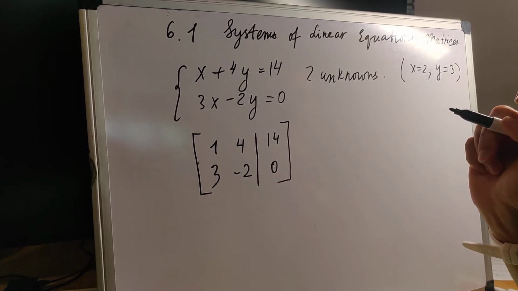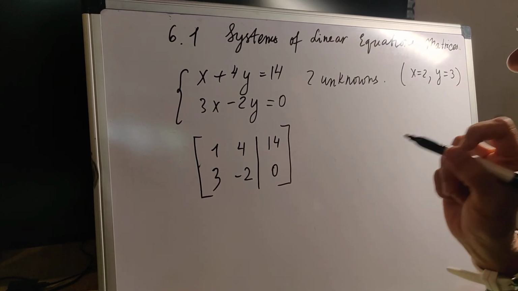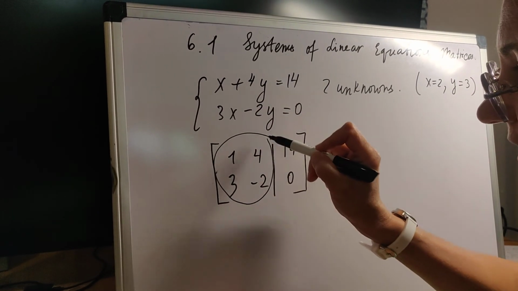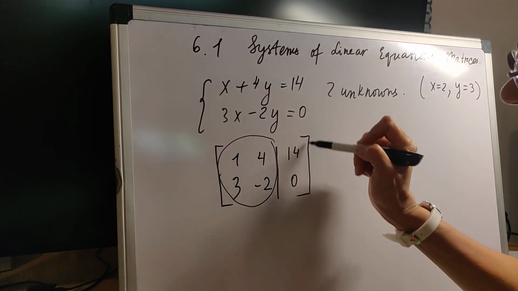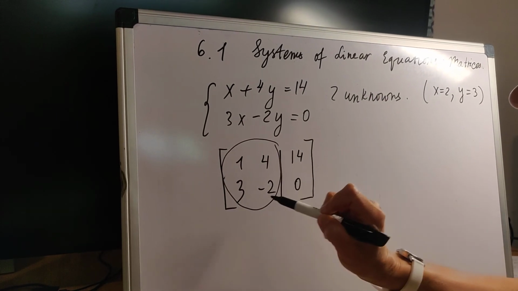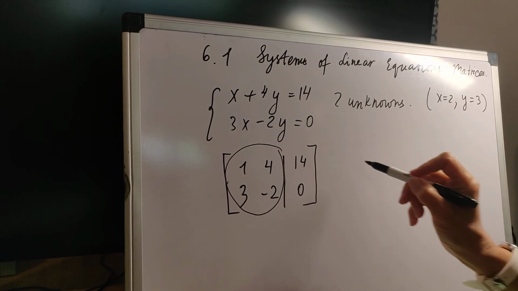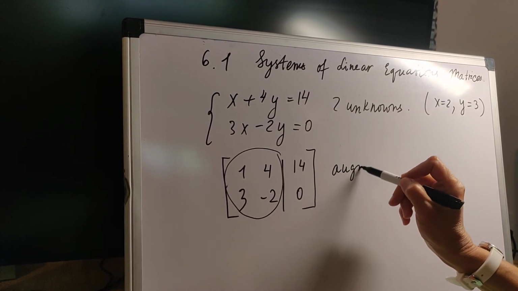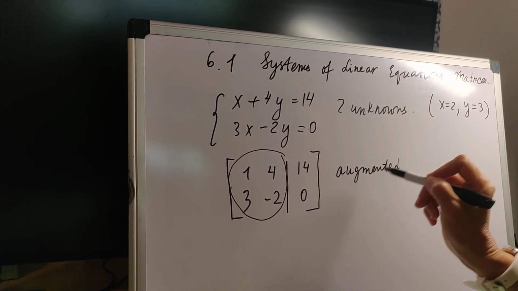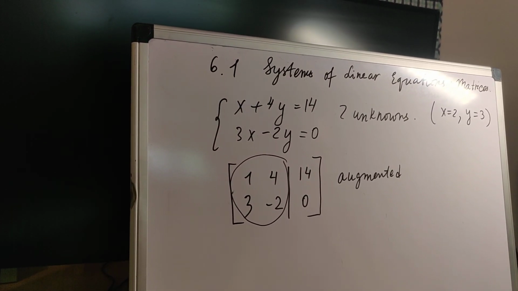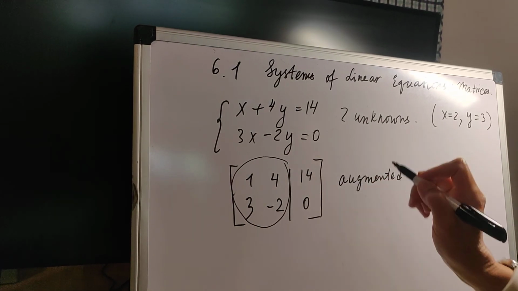Why is it called augmented? Augmented means enlarged. Generally speaking, the matrix of the system is going to be these four numbers. When we add the right side after the bar, we are going to enlarge the matrix, and that's why it's called an augmented matrix. Okay, I'm going to label it. So it's augmented by the right side. Okay, so right now we are going to just practice converting systems into matrices.